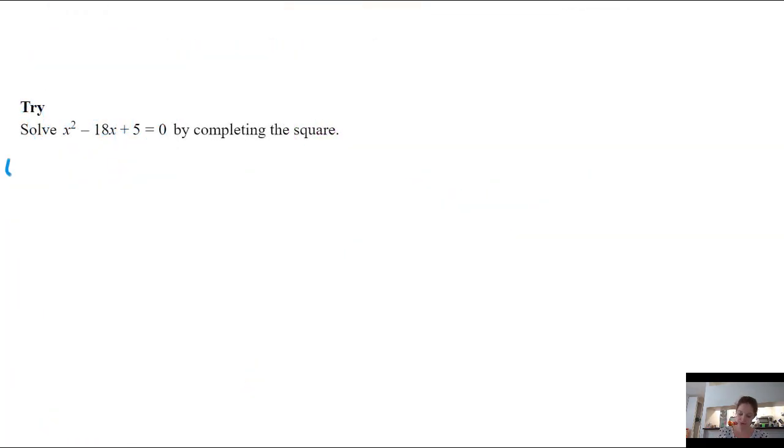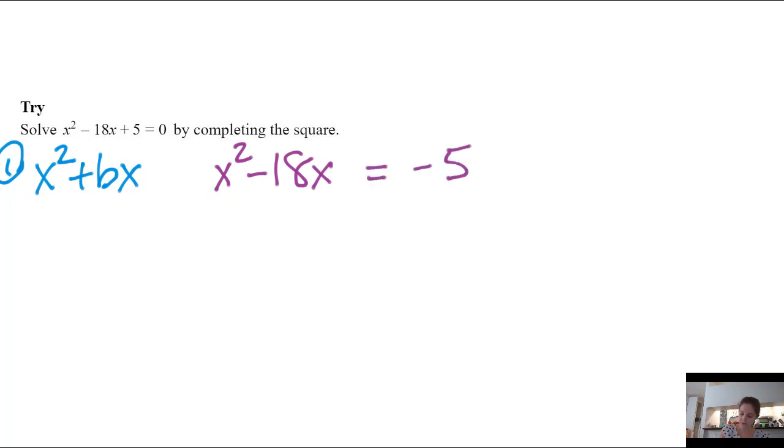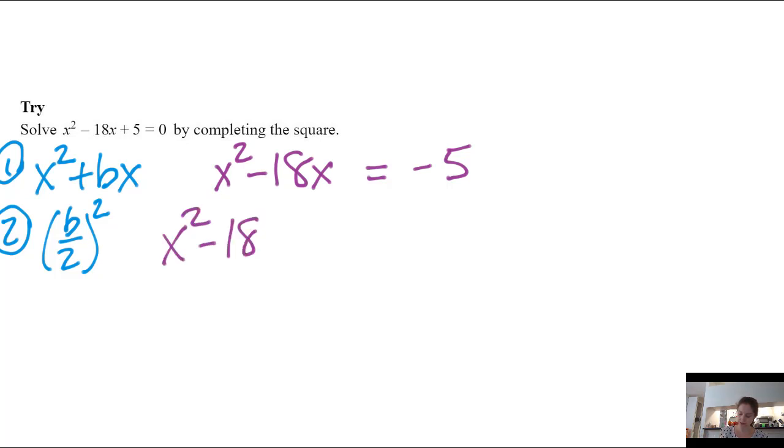Going through my steps, I'm first going to isolate x squared plus bx. I'll move that constant term 5 to the other side. So I have x squared minus 18x equals negative 5. I will add b over 2 squared to both sides. b is negative 18. Half of negative 18 is negative 9. Negative 9 squared is positive 81. x squared minus 18x plus 81 equals negative 5 plus 81.